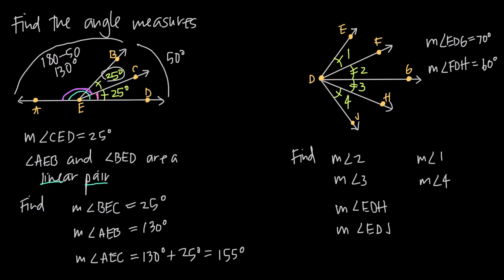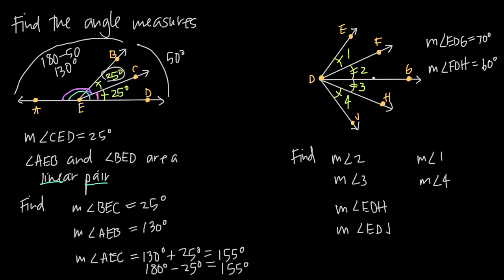So we could have said 180 degrees minus 25 degrees, and we would have gotten the same 155. So either way, 130 plus 25 or 180 minus 25, both of them would have gotten you to the angle AEC at 155 degrees. Let's do another example similar to this one.